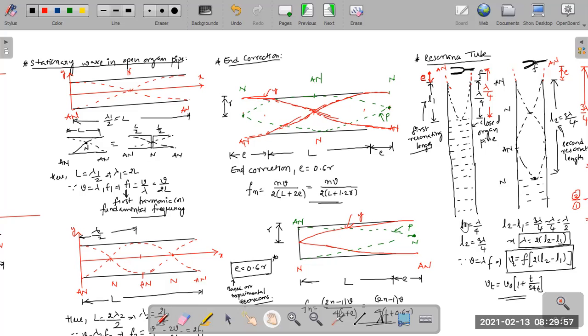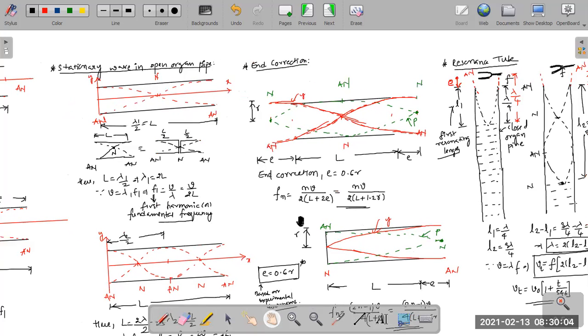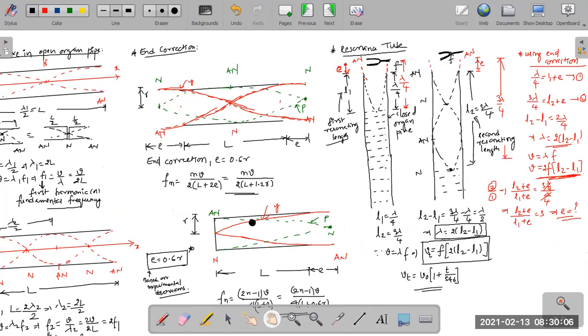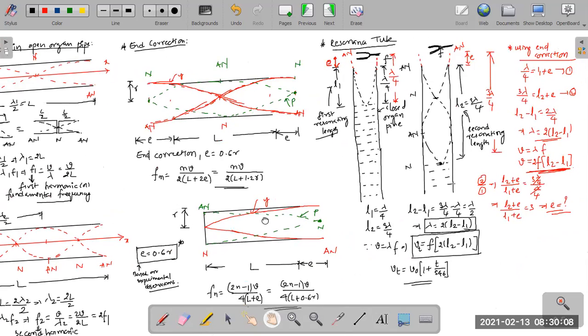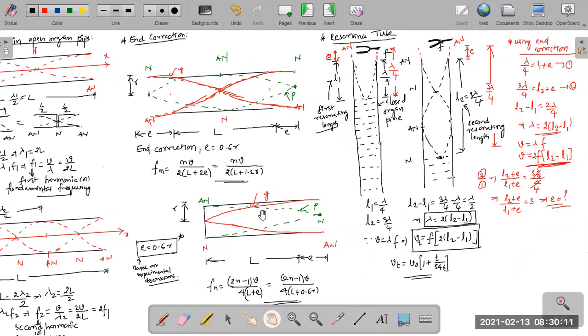Now for others who have joined late and are not able to understand, kindly wait. Those who have understood it can leave. Sir, could you just go right to the end correction part for reference? Just 2 minutes. Thank you, sir.